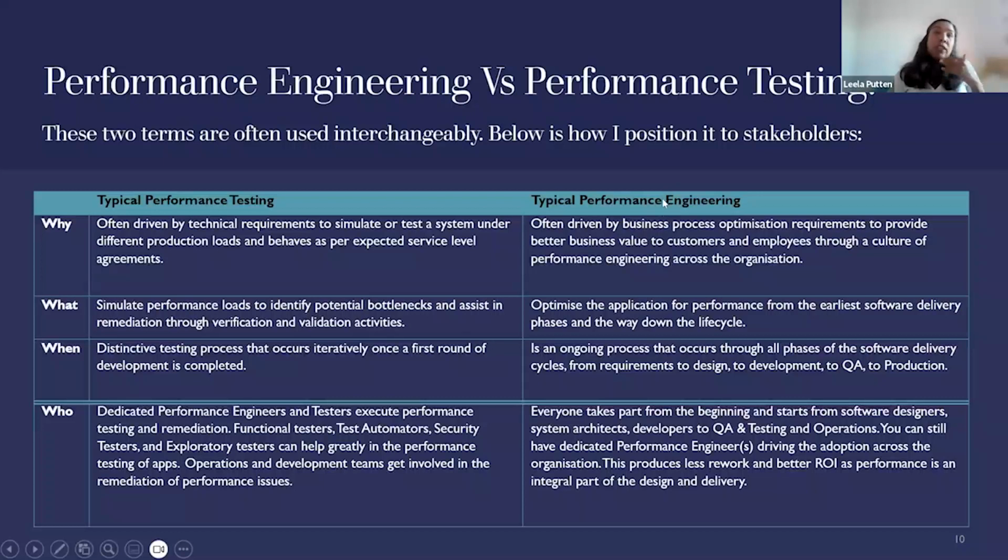And you will notice nowadays, performance testers are also doing a lot of performance engineering. They champion a lot of those themes, but just at its heart, this is the distinction to make it clear. So performance testing is a distinct test process, whereas performance engineering will be an ongoing process across the whole life cycle. And in the performance testing world, a lot of times it's performance engineers and testers, whereas in performance engineering, we want architects, designers, developers, operation people, all kinds of roles doing their part in the performance engineering conversation.